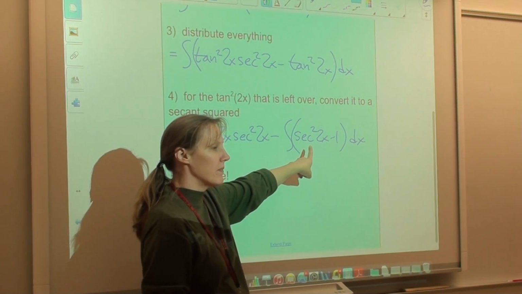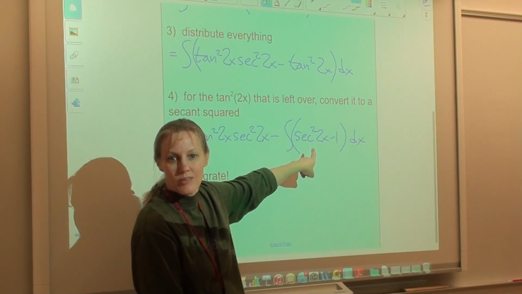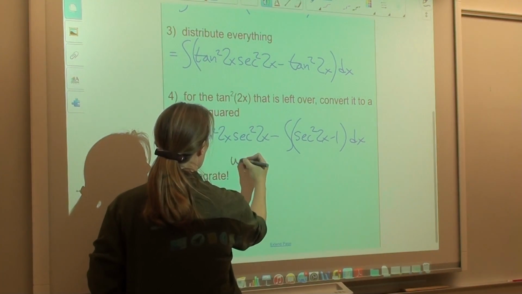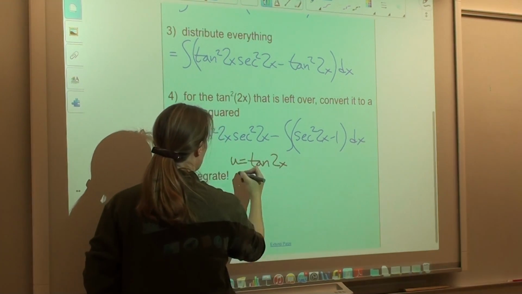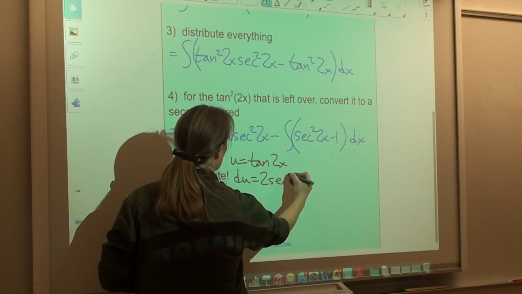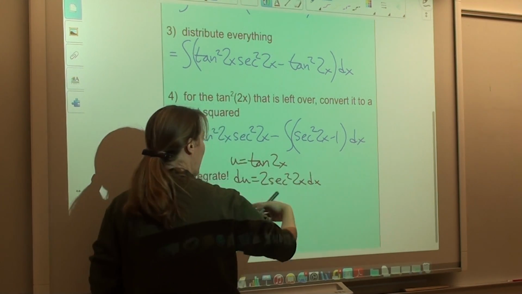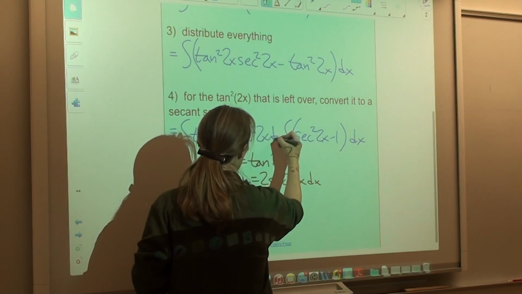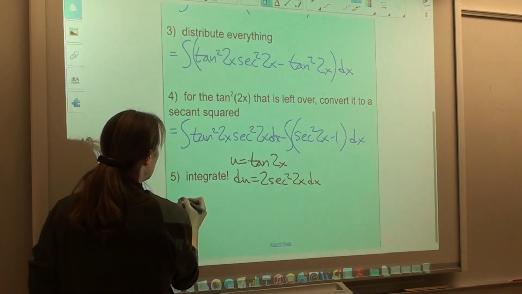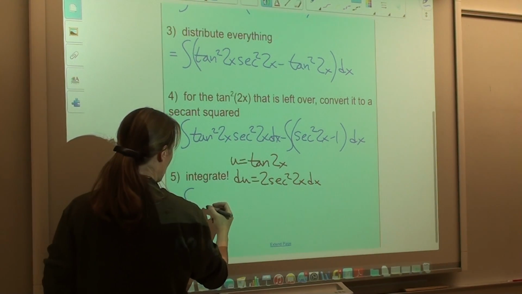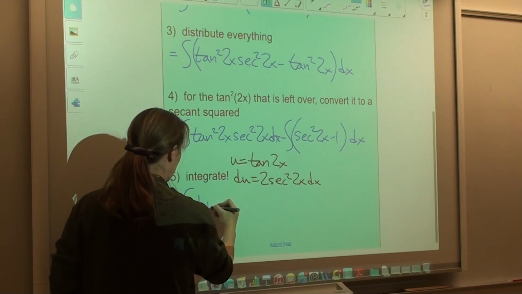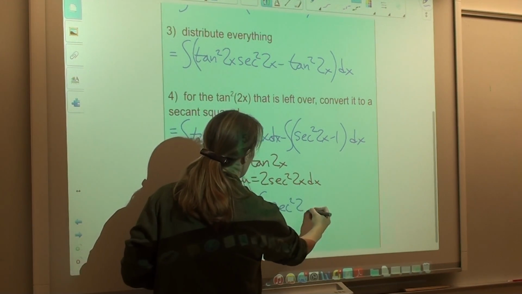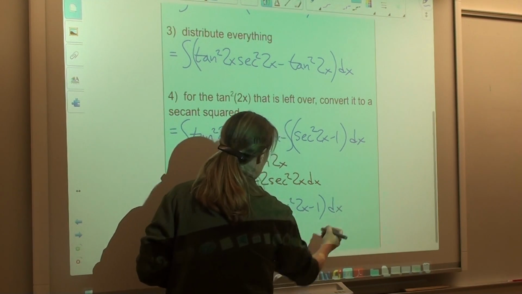This we can integrate. What's the integral of secant squared? It's just tangent, right? So this one requires a little u sub. So we let u equal tan 2x. Your du is 2 secant squared 2x dx. So you get a half du is that dx. Oops, I dropped my dx here. Okay, so we end up with the integral of 1/2 u squared du minus the integral of secant squared 2x minus 1 dx.